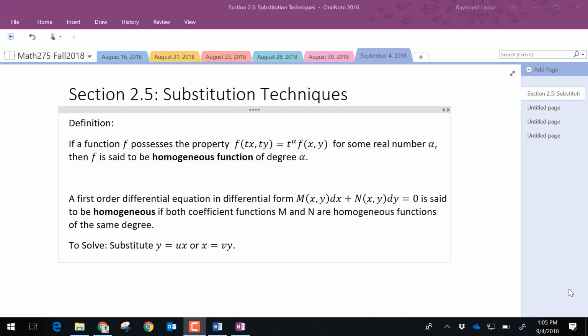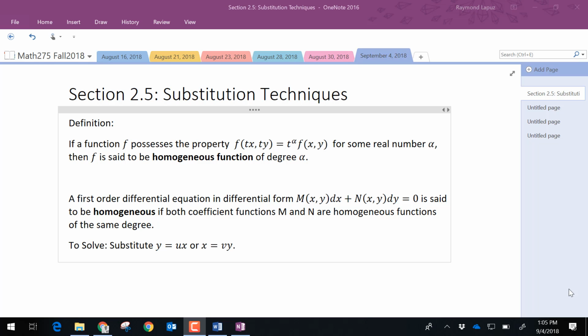First, the definition. A homogeneous function is a function that satisfies a property where if you replace all the x's and y's with t times x and t times y, then in the end, it'll look just like your original function, except after factoring out some t's, you're going to get t to some power times the original function. So that's what homogeneous function means.